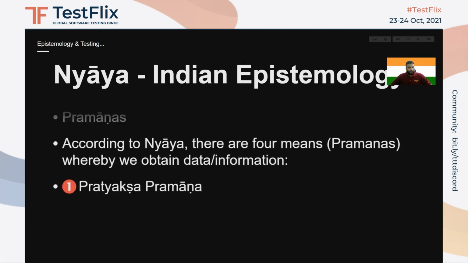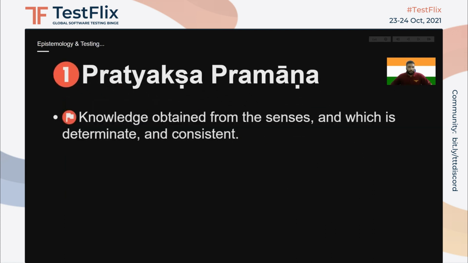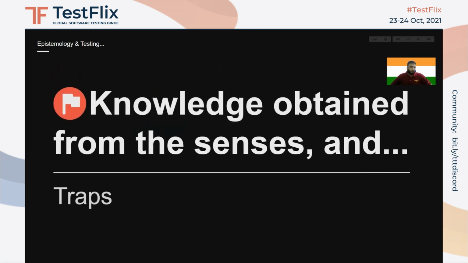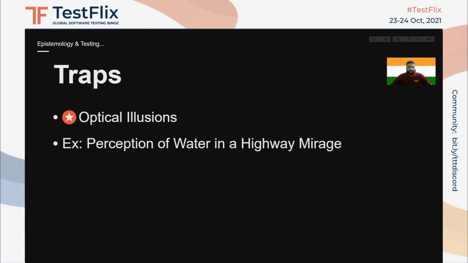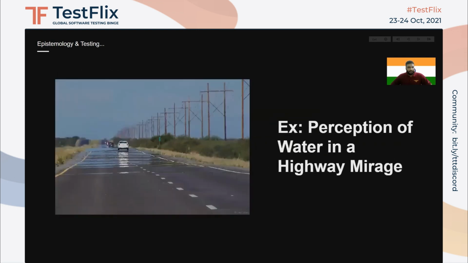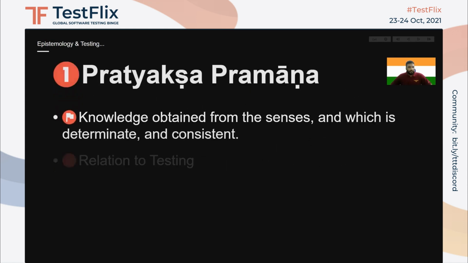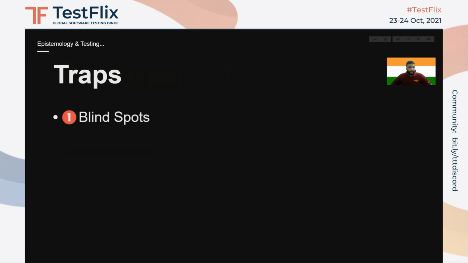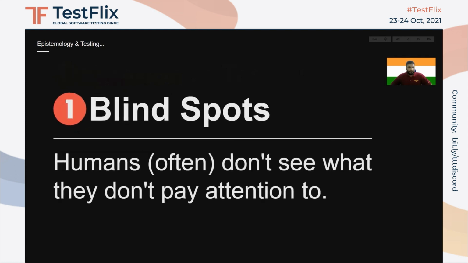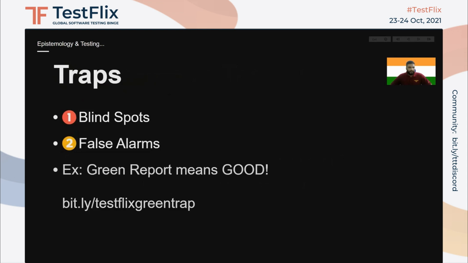So let's talk about the Pratyaksh Praman first. So Pratyaksh Praman, or the perception, it talks about knowledge obtained from the senses, which are determinate and consistent in nature. Now, there are a lot of traps associated with the knowledge that we get from our perceptions, like the optical illusions or the perception of water in a highway mirage, where we feel that there is water, but in actuality, it's just an illusion. Similarly, when we relate it to software testing, there are traps in testing too, like the blind spots that we get because humans don't see what they don't want to see. Another trap is false alarms, like the false positives or the false negatives.